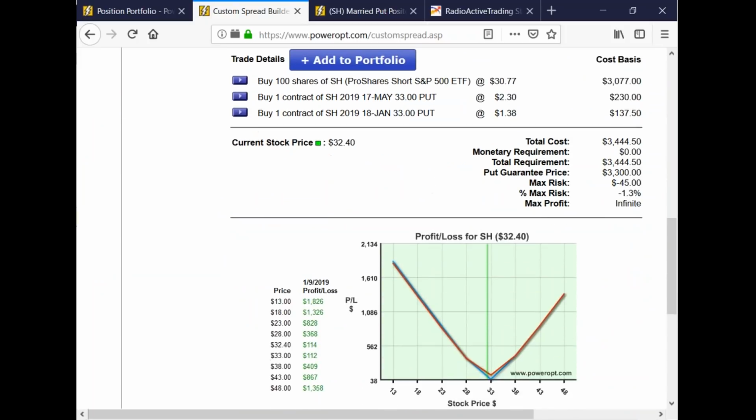And now I have a position that to January has no risk. Even if the stock's trading right at 33, that May put still retains its time premium. My January put might expire worthless, and yes, I put an extra $1 in, but if the stock's trading right at 33, I still have no risk. If the market recovers and this inverse ETF drops, I have unlimited profit to zero to the downside.